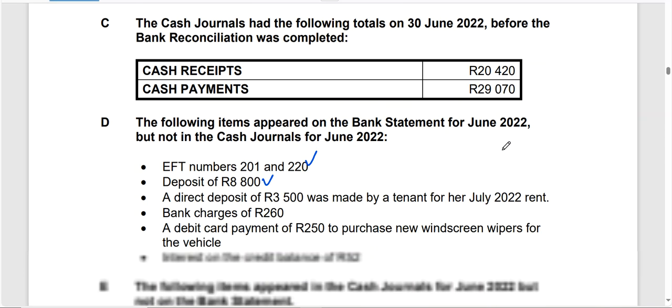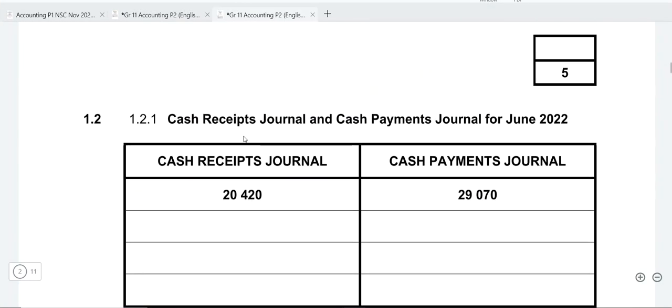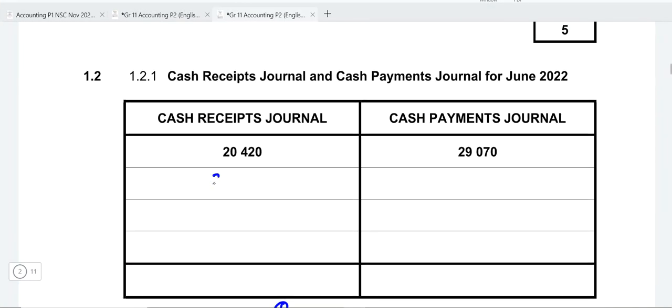Okay, so let's proceed. Next, we have a deposit of 3,500 that was made by a tenant for her July rent. Now, remember, if someone does a direct deposit, it means that the person goes to the bank, they pay money into our bank account. We will see the deposit on the credit side of the bank statement. So this 3,500 is for rent. When we receive money, we record that in the CRJ. So the 3,500 should go to the CRJ. So I'm going to put that 3.5 here.